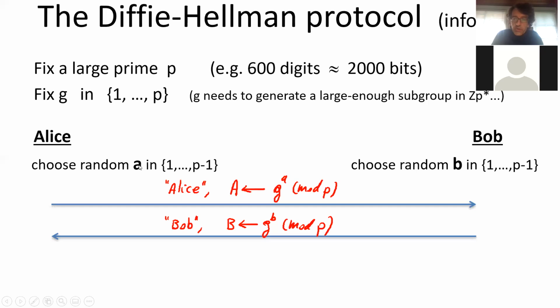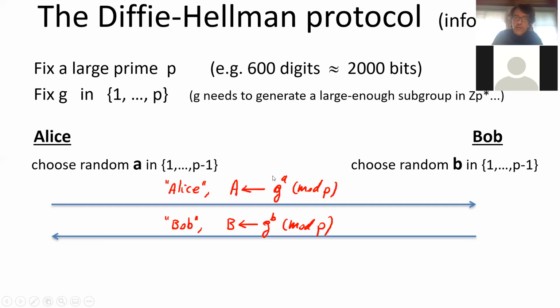Alice picks a random exponent, little a, in this range. This is exactly the size of the subgroup generated by g. And what she does is she sends g to the power little a, modulo p. So as I said, if g is a generator, that means that you need to take g to the p minus 1 to hit a unity. Before, it's not a unity.